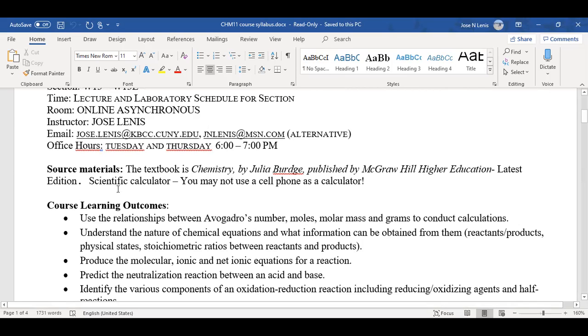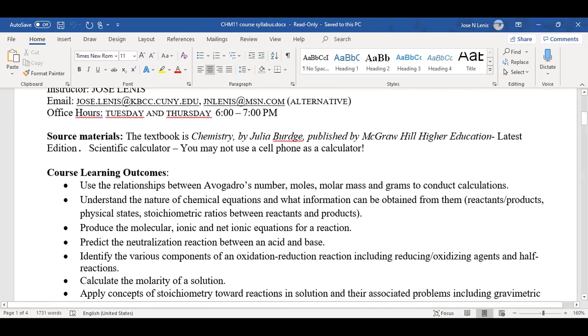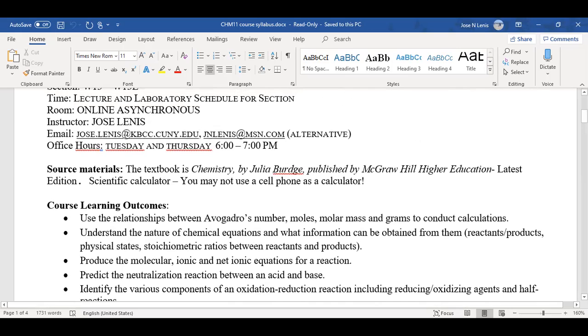Again, this is Professor Lenis. Here is my information. This is my email. This is my CUNY email, Kingsborough Community College email. And here, I like to attach, this is my personal email, alternative. The reason is, I know some people, some professors don't like to share the personal email. Well, and I'm doing this here for the following reason.